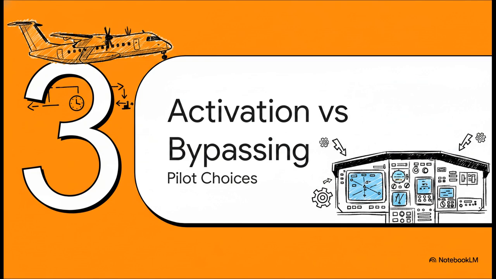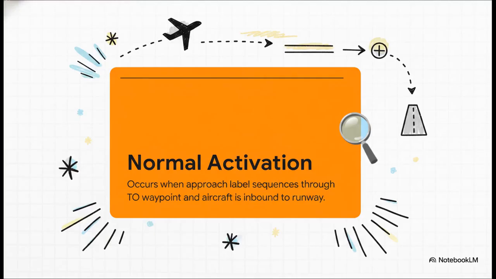Now this is where it gets really interesting, because the pilot gets a very clear choice as the aircraft approaches the hold. First off, what even is a normal approach activation in this system? Well, it happens when two very specific conditions are met. The approach label has to sequence through the TO waypoint, and the aircraft must be inbound to the runway. So the crucial takeaway here is that normal activation requires sequencing right through that TO waypoint while you are physically inbound to the runway. If both of those boxes aren't checked, you're just not getting a normal activation.